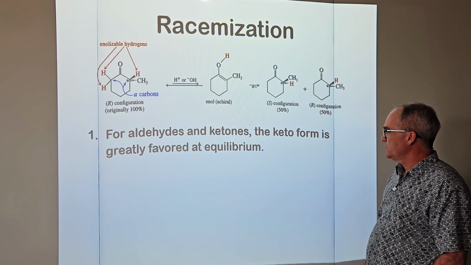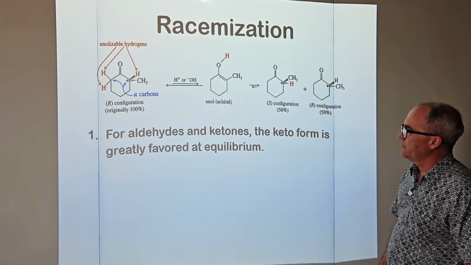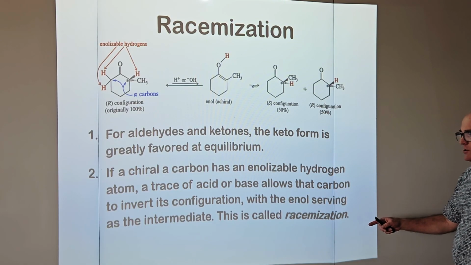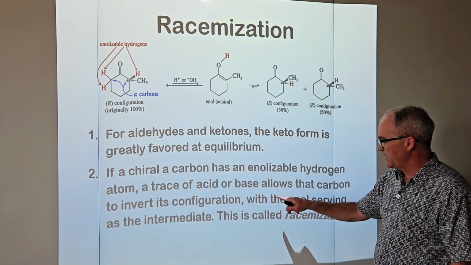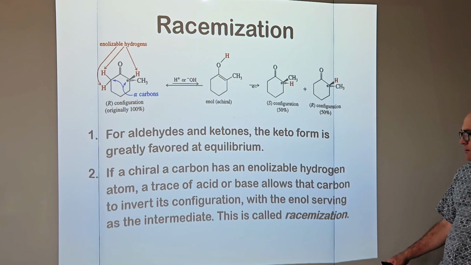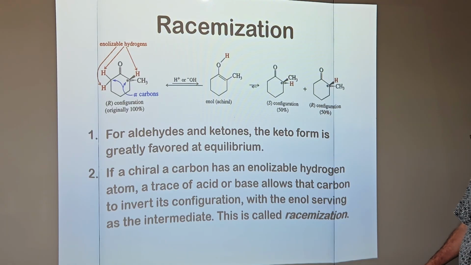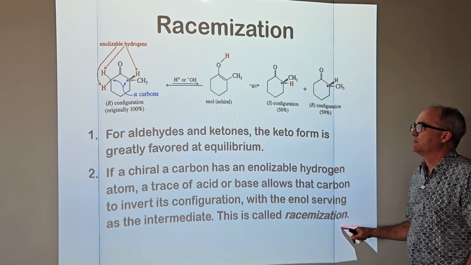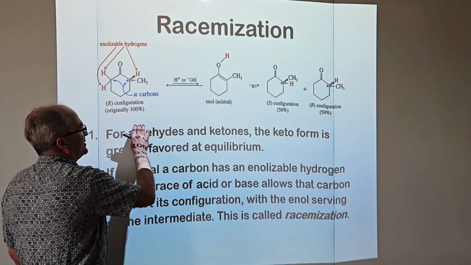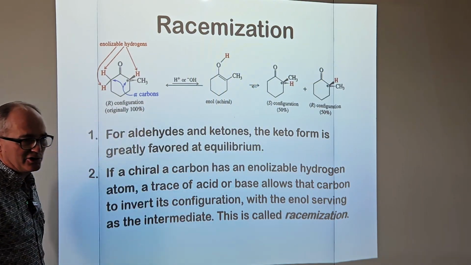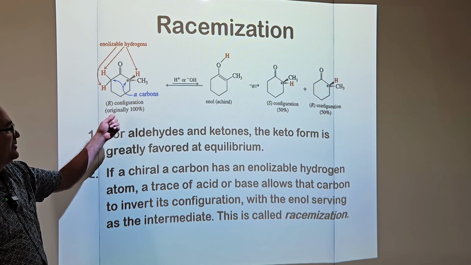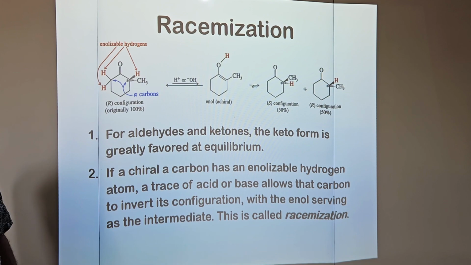For aldehydes and ketones, the ketone form is greatly favored at equilibrium. If a chiral carbon has an enolizable hydrogen, a trace of acid or base allows that carbon to invert its configuration with the enol serving as the intermediate, and this is called racemization. So it doesn't matter that equilibrium is way over there. If you have a little acid or base, a small amount, and it sits in a bottle on the shelf for a month, all of a sudden you don't have your pure enantiomer anymore.